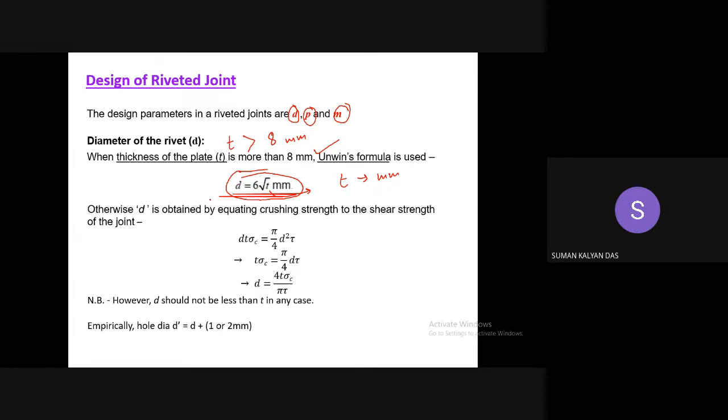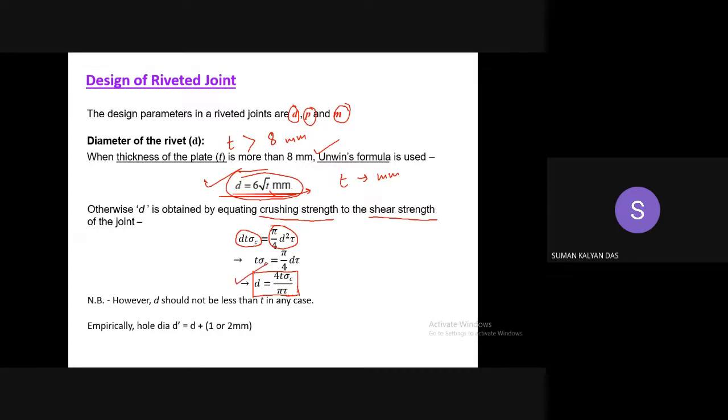If the thickness of the plate is less than 8 mm, what do you have to do? You have to equate the crushing strength to the shear strength. Both the strength formulas have been discussed just a while ago. This is your crushing strength equation, and this is your shear strength of the rivets. You have to equate both of these to find the diameter of the rivet. So at the very beginning, you have to see whether T is greater than 8 or less than 8. If it is greater than 8, use this. If it is less than 8, use this.